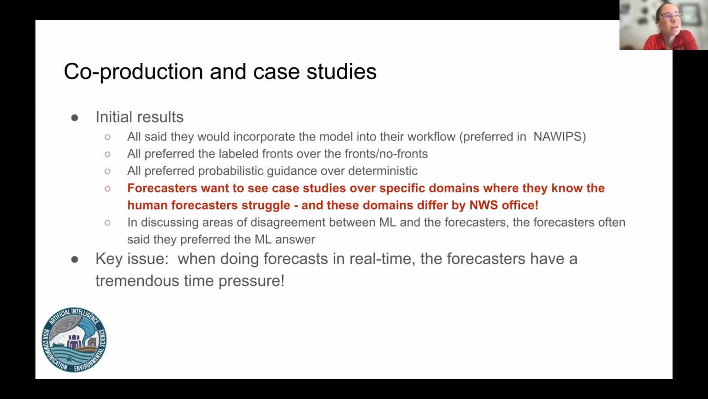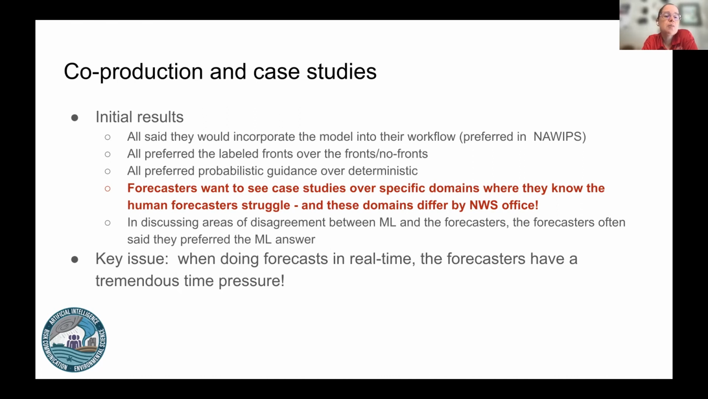If you remember the picture that was shown yesterday, and at this point, I've forgotten who showed the picture. It might have been Andrea, about the forecasters and how many windows and monitors they have. Adding one more window is just a lot more to overload.